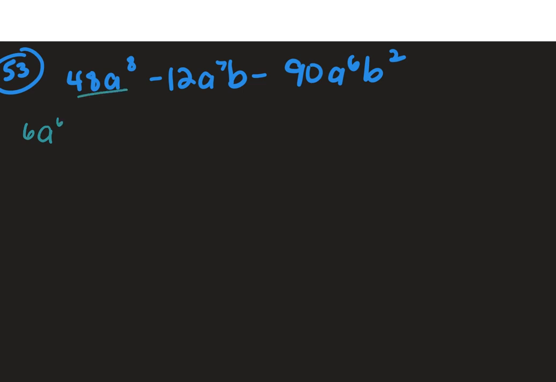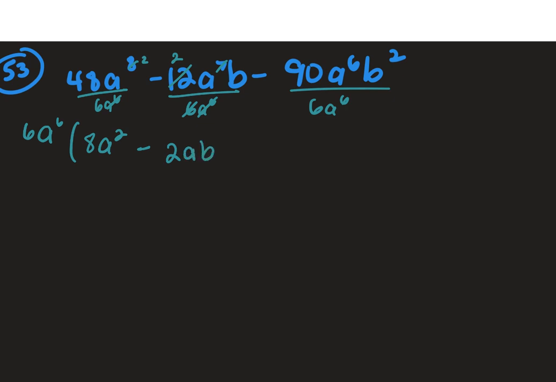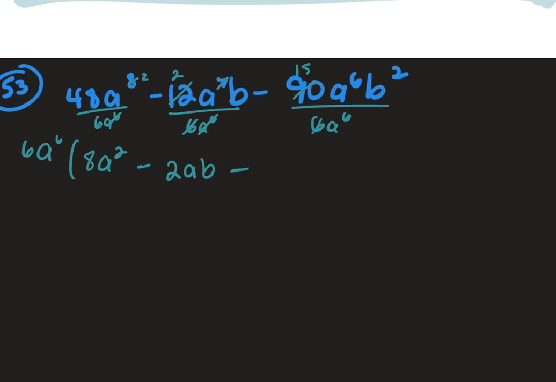So I'm going to divide this by 6a to the 6th, this by 6a to the 6th, and this by 6a to the 6th. So each one. 48 divided by 6 is 8. a to the 8th and a to the 6th would be a squared. Minus 6 goes into 12 two times, 2. a to the 6th means there's one a left, and then the b is there. Minus 6 goes into 90 15 times. a to the 6th completely cancels out, and b to the 2nd is the last one.